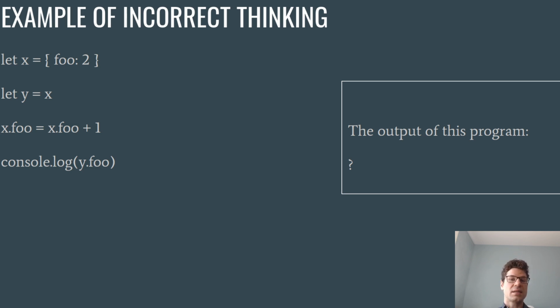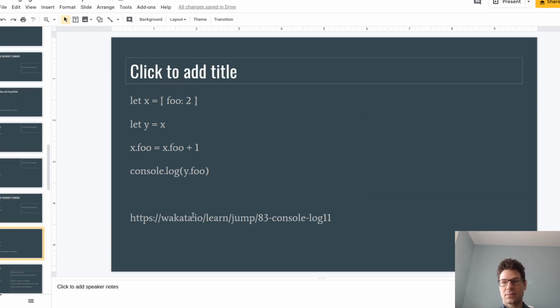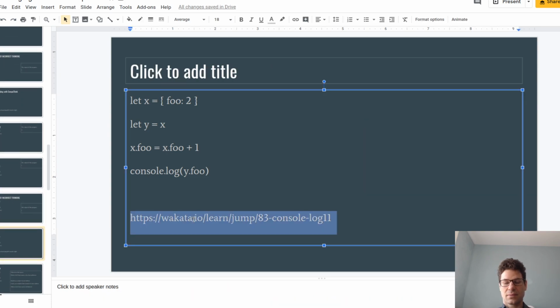So we saw in the last example that x and y are independent variables. This is absolutely true. However, modifying x.foo does modify y.foo. So let's see an example of that.